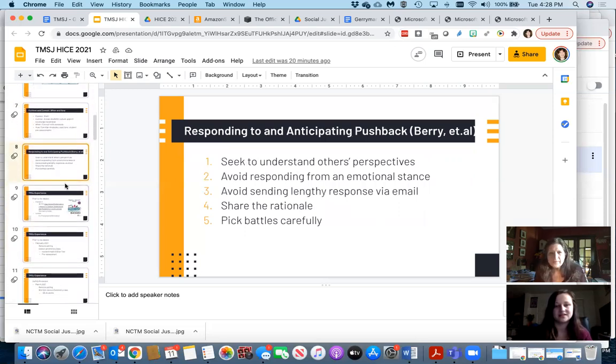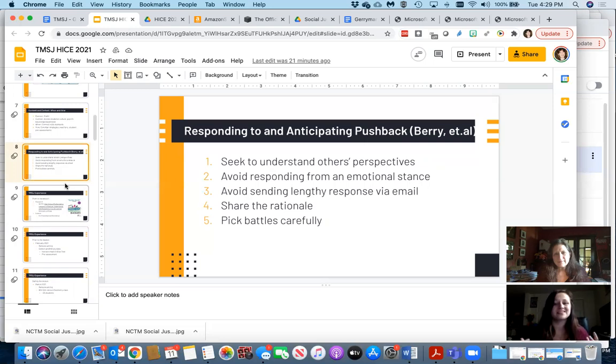All right. So, one thing that is mentioned in the book, and I'm really glad that they mentioned it because as a second year teacher, this is something that I have had to deal with a little bit so far, but especially with social justice lessons, we want to make sure we're anticipating pushback. And there's a couple of things that the book recommends to address that. So, first and foremost, you want to seek to understand others' perspectives, as well as avoiding responding from an emotional stance, even if you're emotionally invested in what you're teaching, really just answering non biasedly.